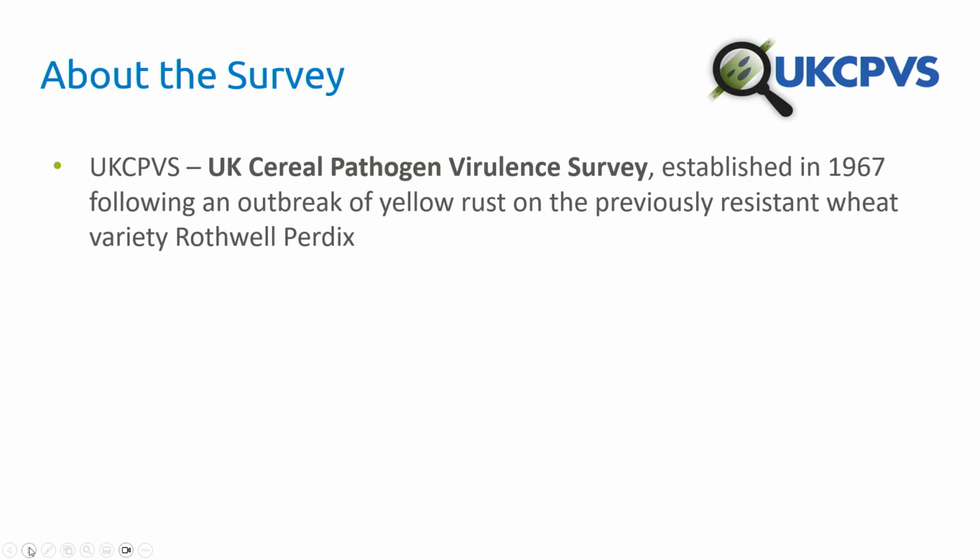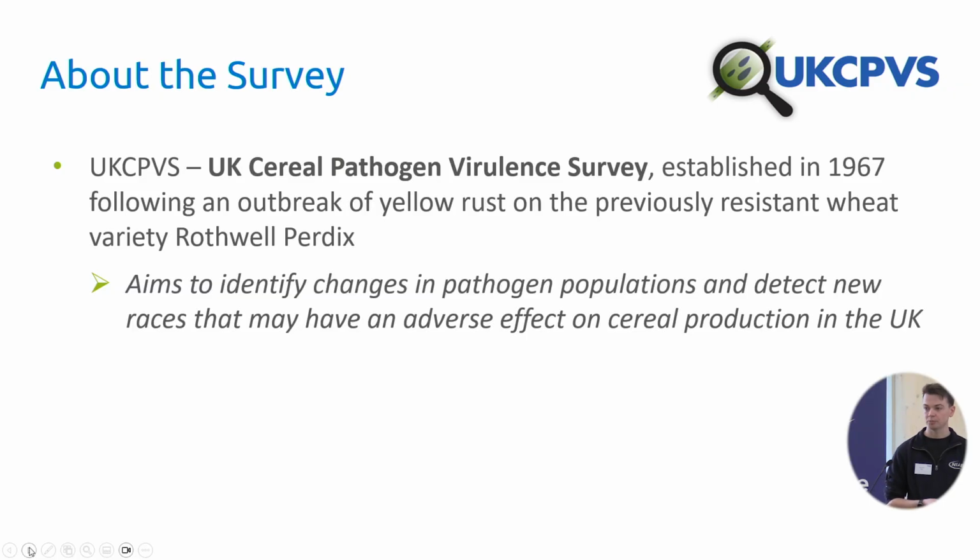So just a bit of background about the project. It was founded in 1967 after an outbreak of yellow rust on the previously resistant variety of wheat called Rothwell Perdix. The UKCPVS is there to identify changes in pathogen populations or any new races that we may be detecting in the UK and how this might affect UK agriculture.